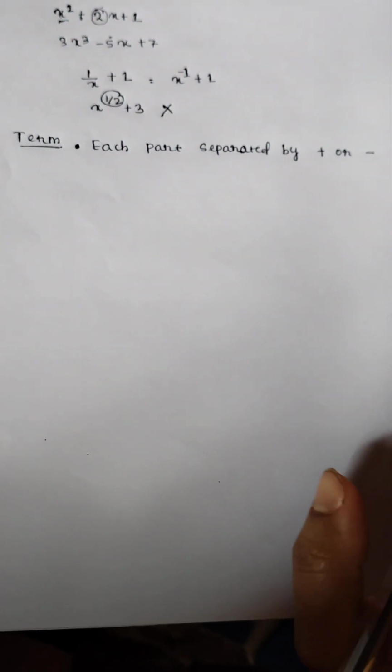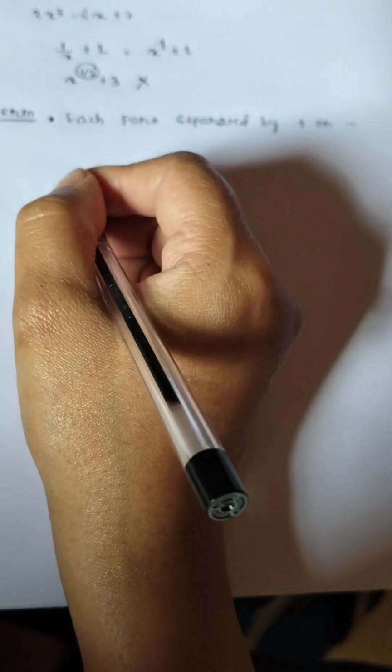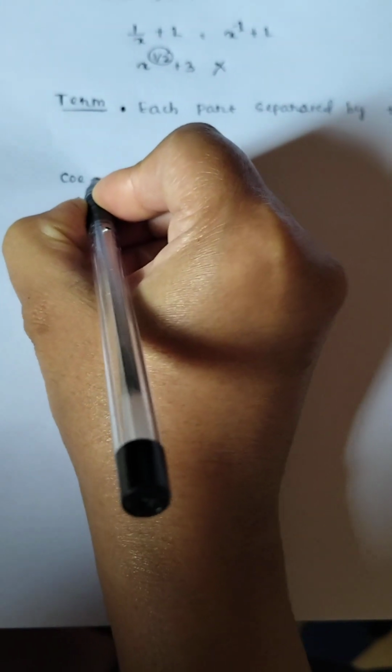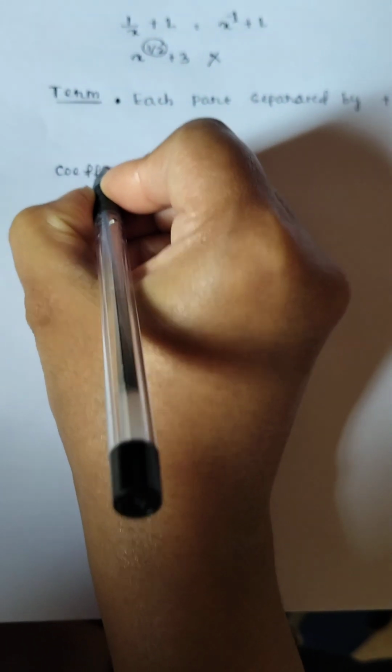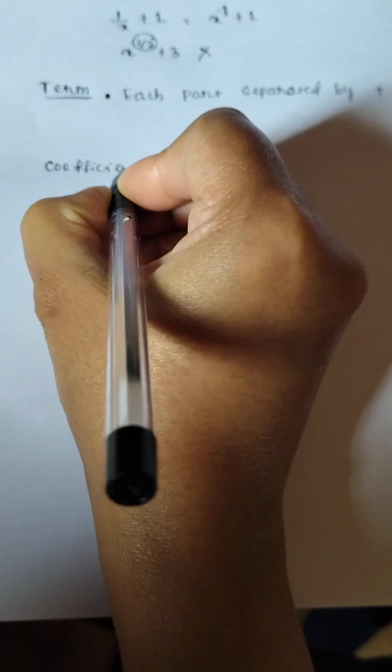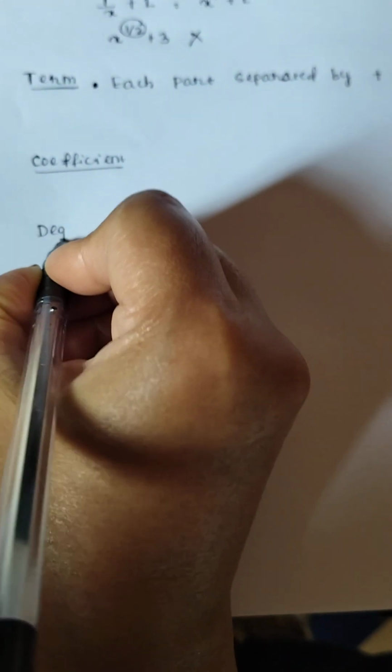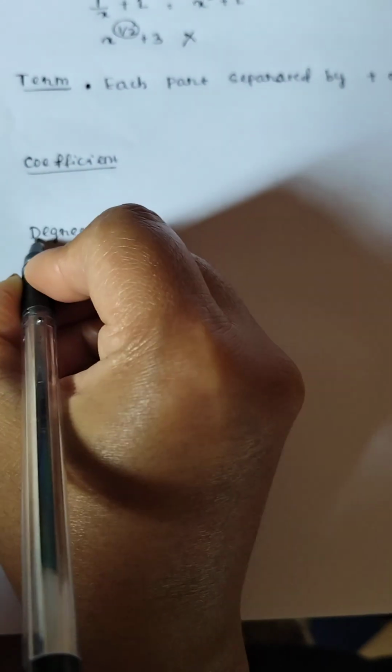So in polynomial, three important terms are there. One is term, another one is coefficient, and the last one is the degree. These are three important terms of a polynomial.